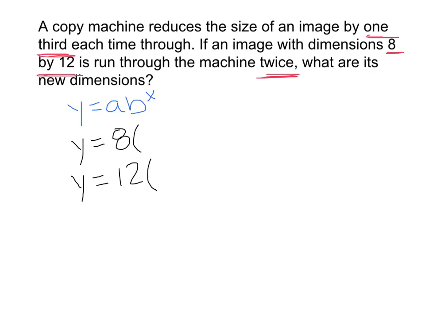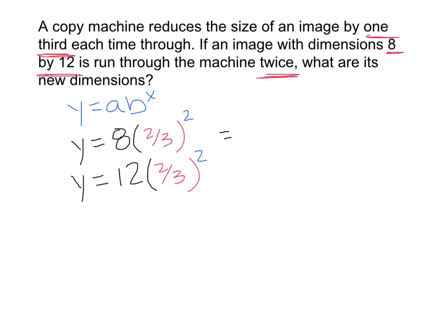When we read this question, it says it's reducing the size of an image by 1/3. So our growth rate or decay rate needs to reflect what is left over. We're taking 100% of it, reducing by 1/3. What's left over is 2/3 of it. So that finishes off our equation. 2/3 is the decay factor. Now, it's run through the machine twice, so the number of times is 2 in each case. So now we just need to do our 2 calculations. 8 times 2/3 squared and 12 times 2/3 squared, and we'll get our 2 new dimensions.